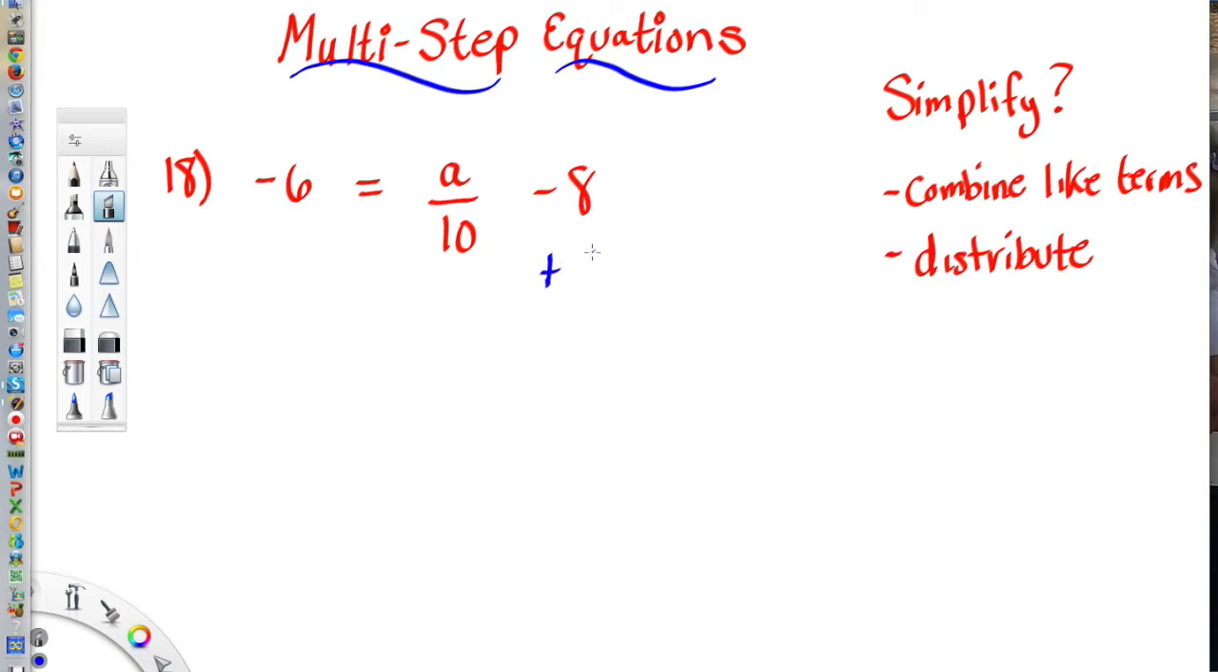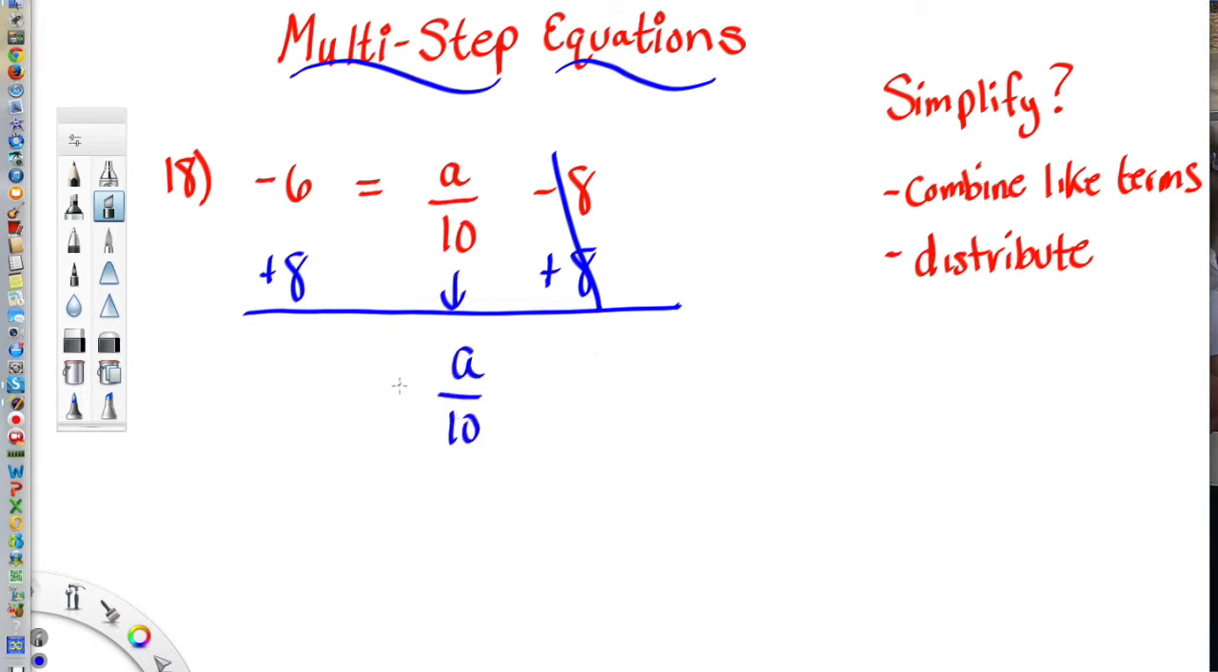So I get rid of a minus 8 by doing the inverse of that, which is plus 8. And what I do to one side, I have to do to the other side. So negative 8 plus 8, they cancel each other out. I bring down my a over 10, or a divided by 10. Negative 6 plus 8 is going to give me a positive 2.